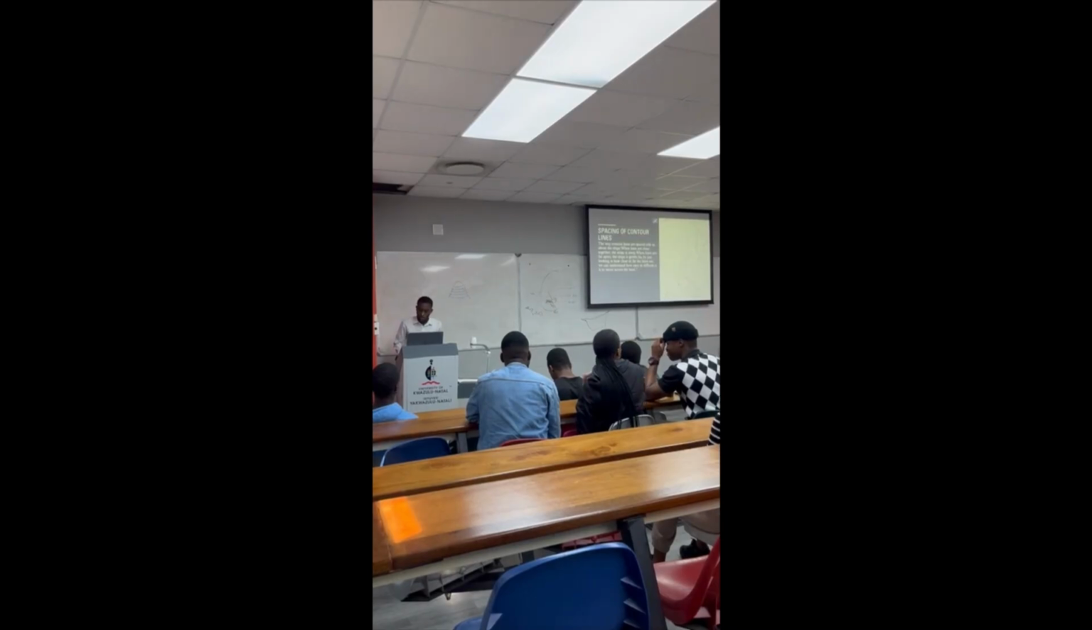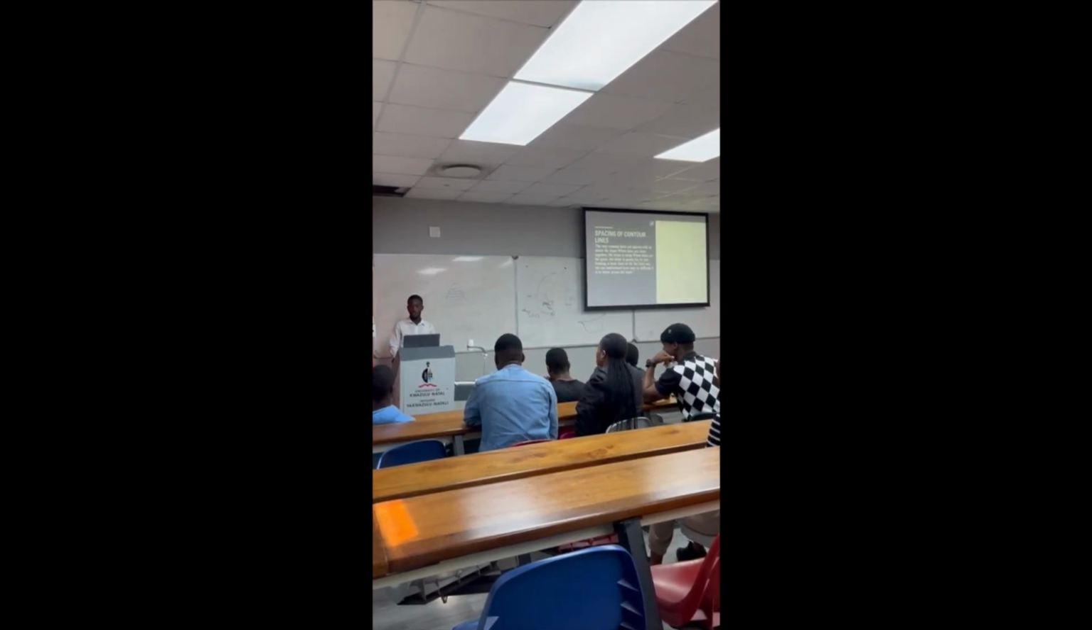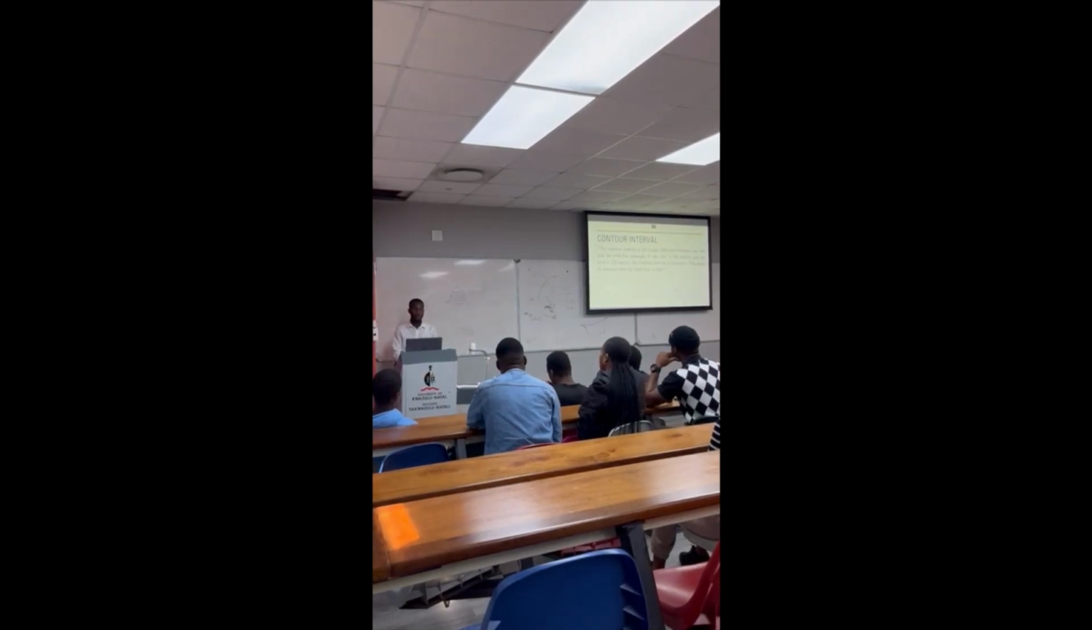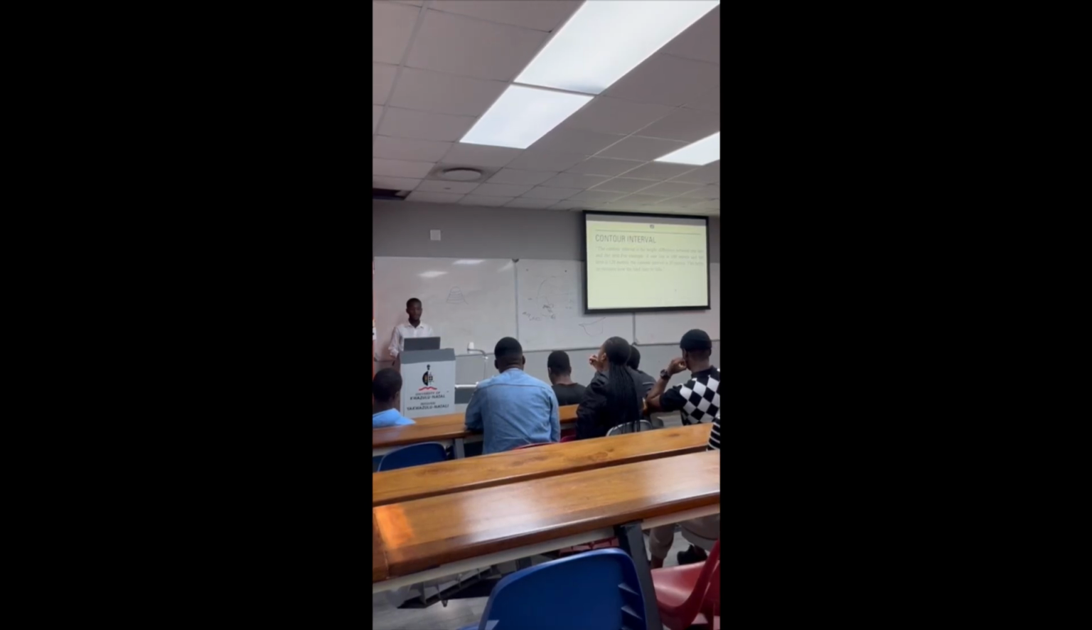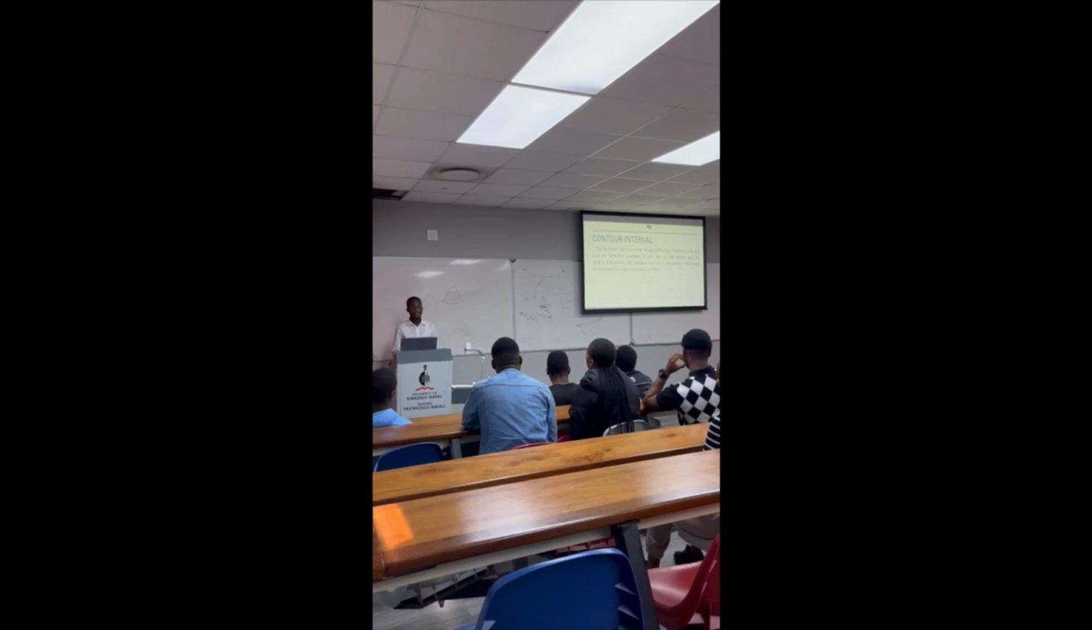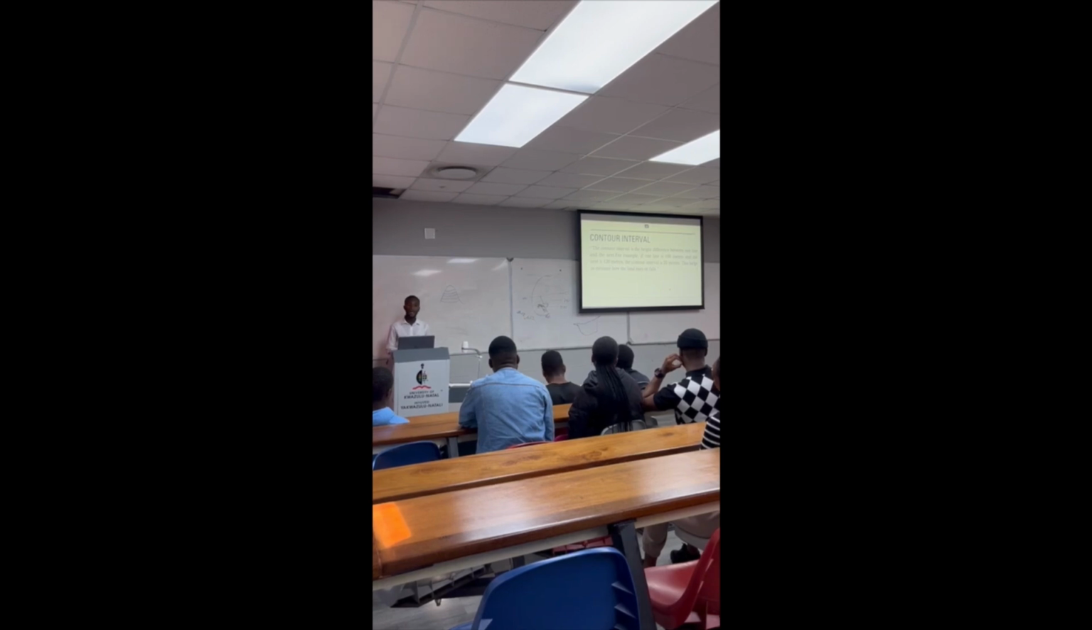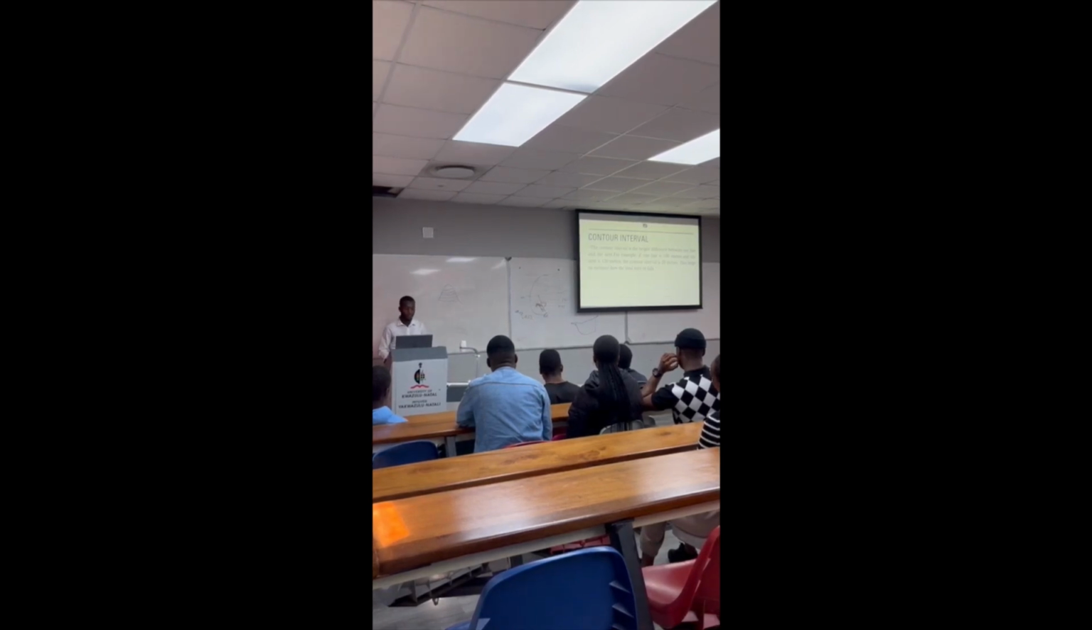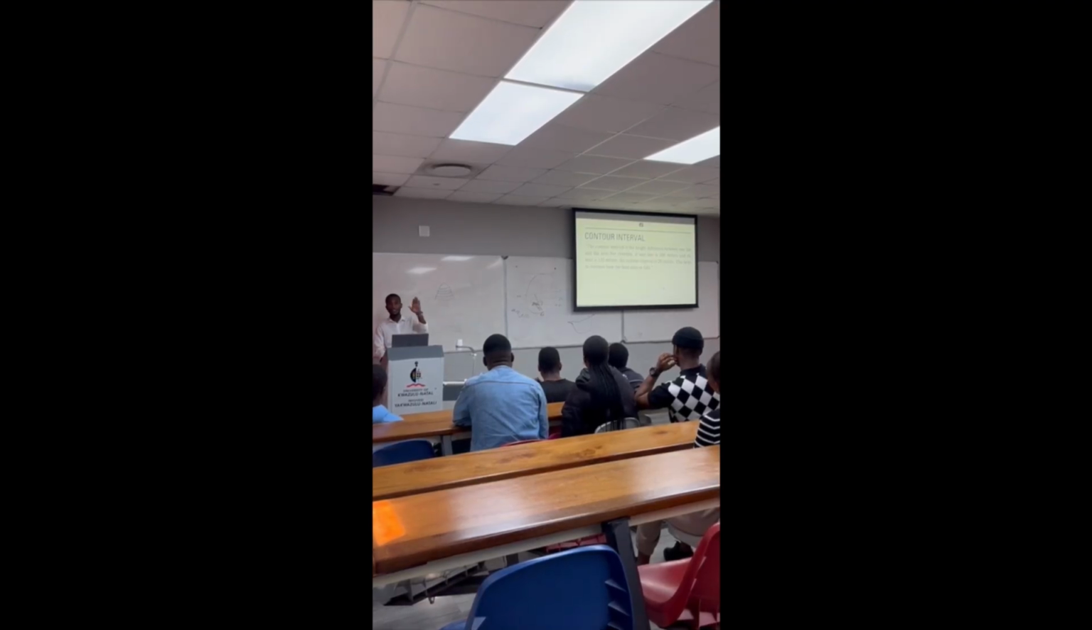Okay, moving forward, we're going to focus on the contour interval. The contour interval is the height difference between one line and the next. For example, if one line is 100 meters and the next is 120 meters, the contour interval is 20 meters. This helps us measure how the land rises or falls.